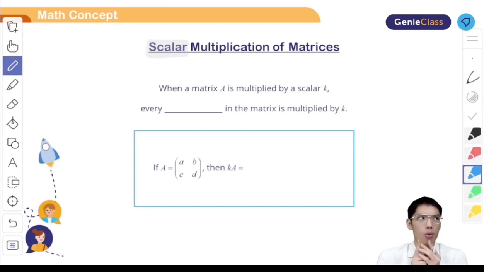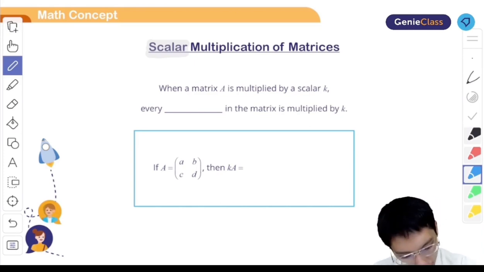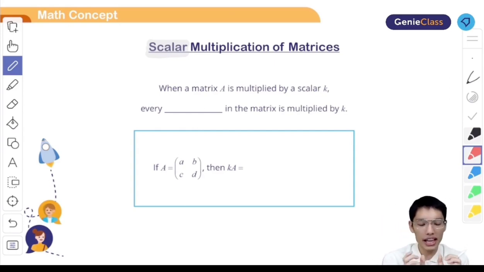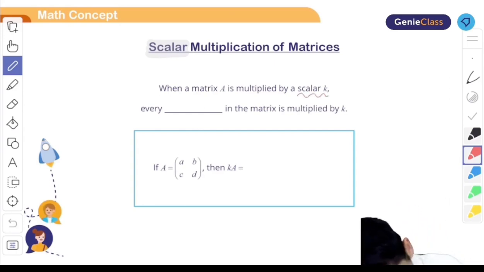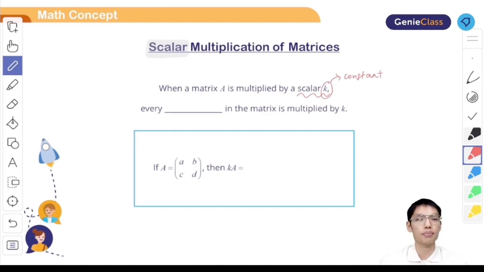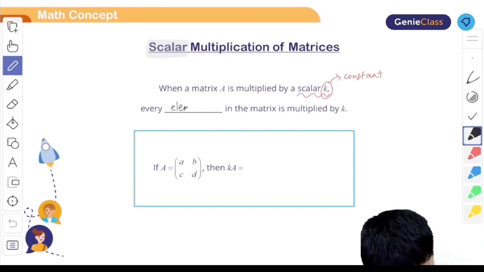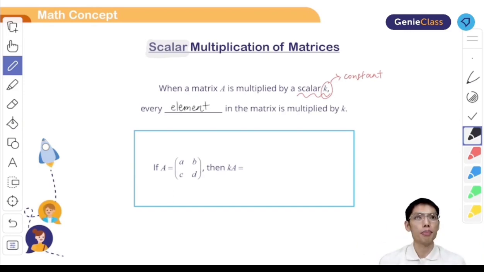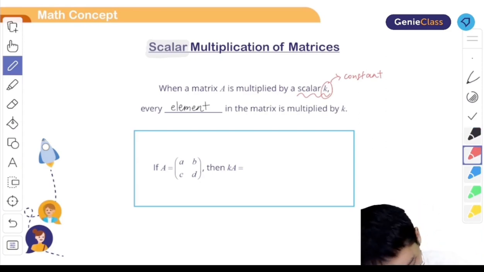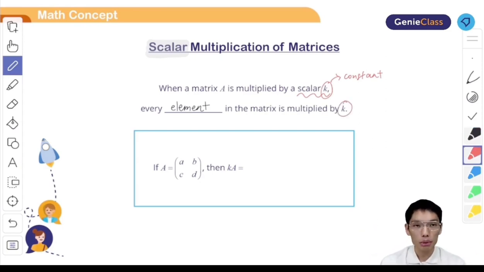Looking into that, what does it mean for a scalar multiplication of matrices? A scalar, you can think of, is just a number. A very nice number, in this case, a constant. The scalar k over here, we say is a constant. Now, what does it mean when a matrix A is multiplied by a scalar k? Very simple notion here. If it's multiplied by a constant k, every single element in my matrix is multiplied by this particular constant k.